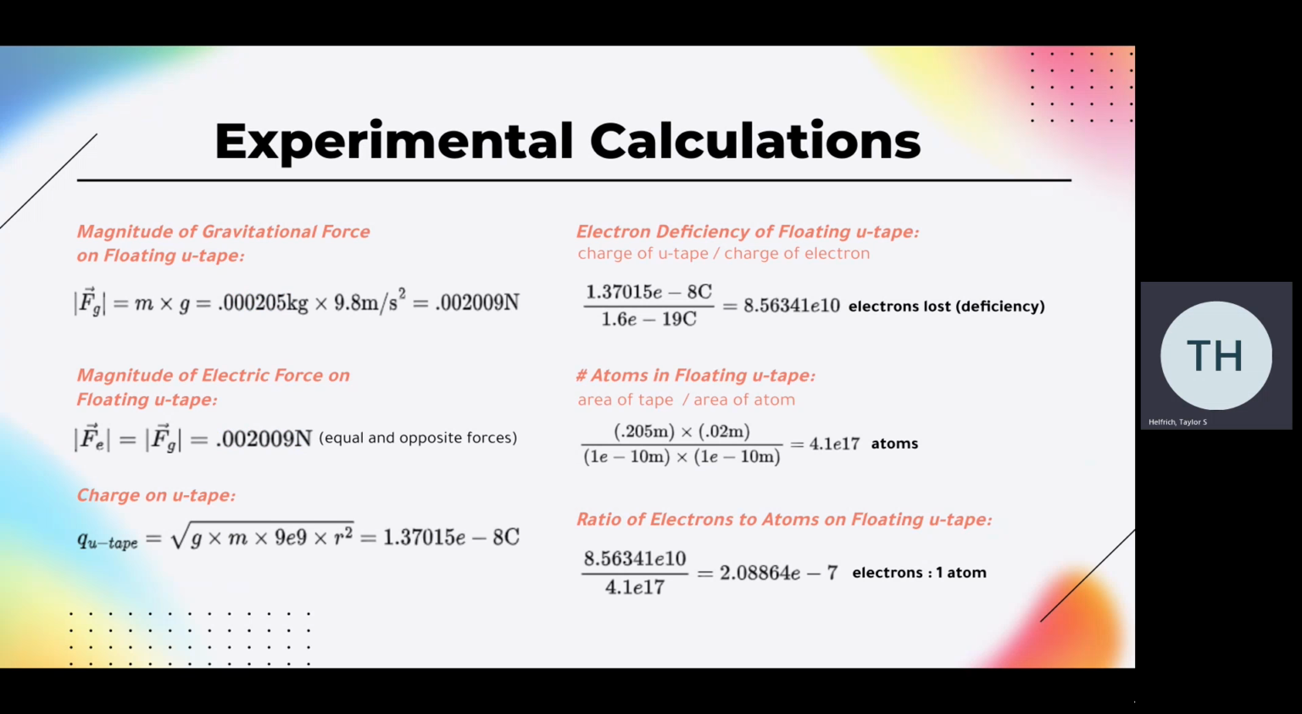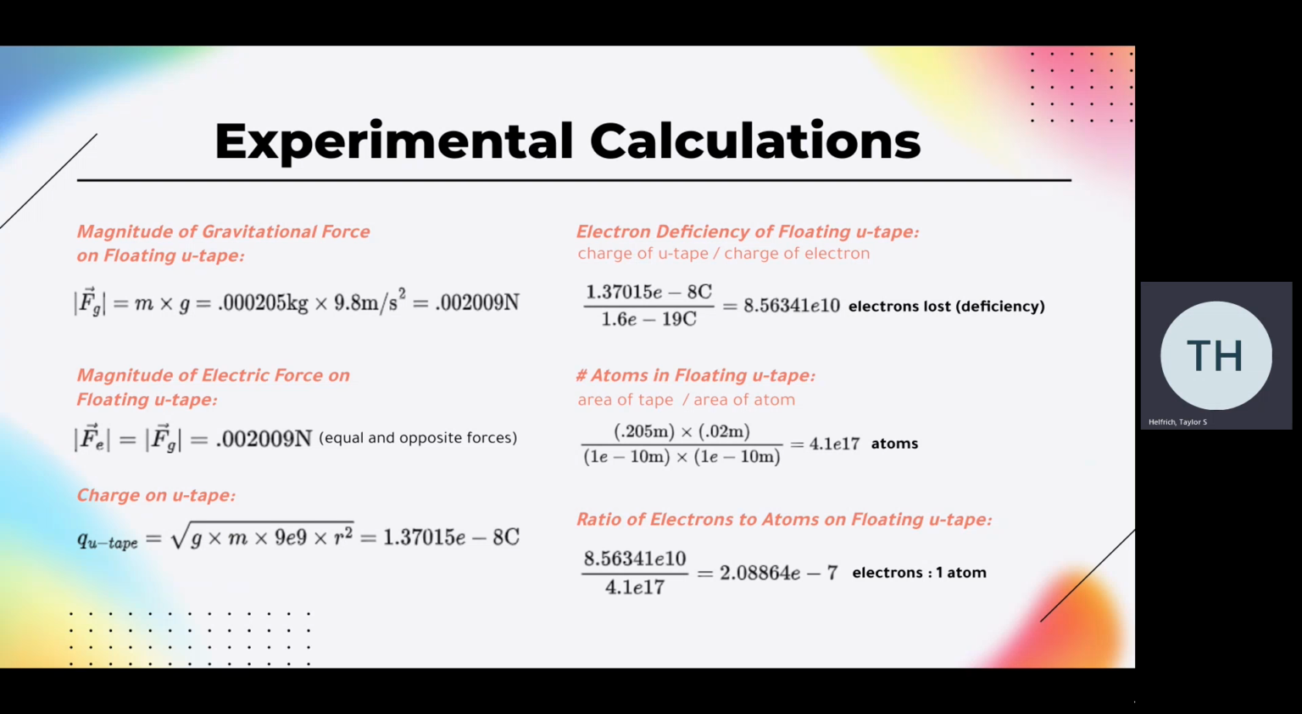So moving into some of the other calculations, we found the magnitude of the gravitational force on the floating U-tape to be 0.002. And we also know that the electric force is equal and opposite to this force, so it does have the same magnitude. And we also found the charge of the U-tape and utilized this to find the electron deficiency, which is just the charge of the U-tape over the charge of an electron.